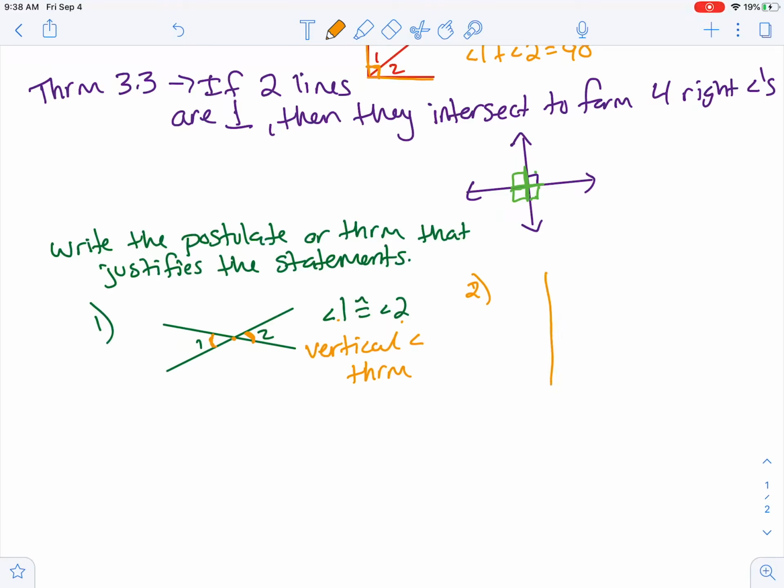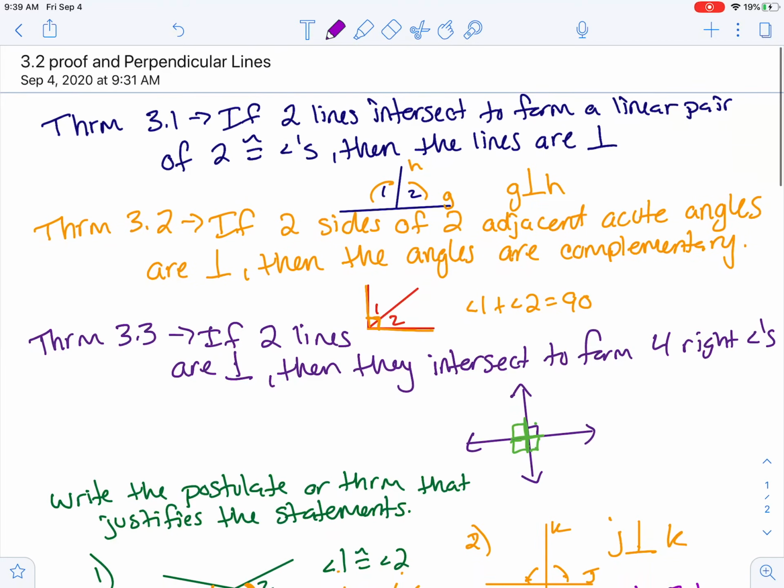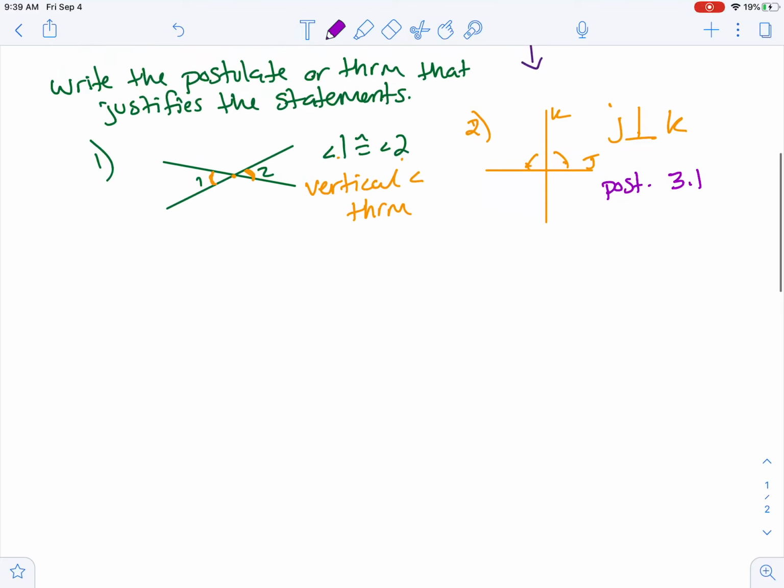Okay, let's try another one. So the next one, we're going to have this picture. And I'm going to tell you that if these two guys are congruent, then J is perpendicular to K. This is J, this is K. Well, why can I say that? Why can I say if these two angles are equal, then that would mean J is perpendicular to K? Go look back at your notes, and that would be postulate 3.1. Okay, postulate 3.1. If it's a linear pair, the two angles are congruent, they have to be perpendicular.